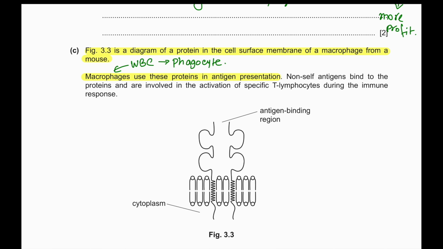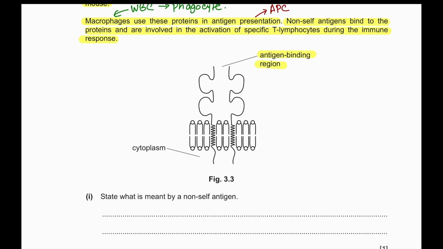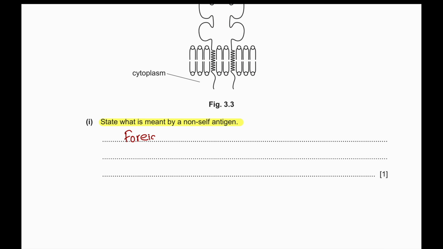Basically they turn into APC or antigen presenting cells after they engulf and digest bacteria or viruses. Non-self antigens bind to the proteins and are involved in the activation of specific T lymphocytes during the immune response. So you can see the antigen binding region which is present here. State what is meant by non-self antigen. Non-self antigens are basically considered foreign proteins that stimulate an immune response in a particular organism.